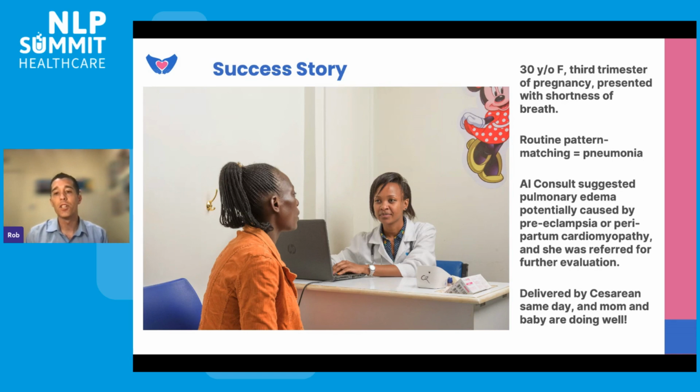The AI consult suggested this could be pulmonary edema, maybe caused by preeclampsia or maybe a peripartum cardiomyopathy, and suggested maybe considering referring this patient for further evaluation, which Betty then did. The patient went to a higher level of care, an inpatient hospital, and was seen by specialists. She was delivered by cesarean section that same day. We've followed up with them since then, and mom and baby are doing well. So that was a really cool, very early real-world story for how this impacted patient care.